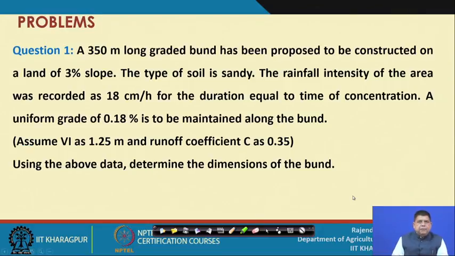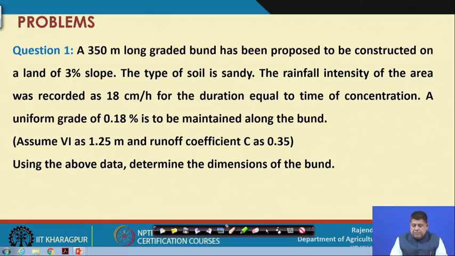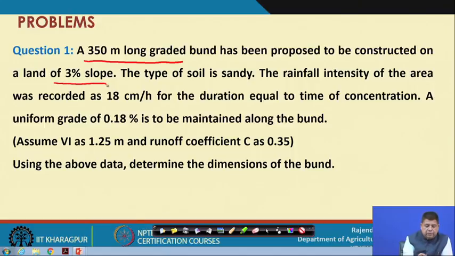Let us start with problem number 1, which reads: a 350 meter long graded bund has been proposed to be constructed on a land of 3% slope. So, the length of the graded bund is given as 350 meters and land slope is given as 3%. The type of soil is sandy. So, the soil we are dealing with is sandy soil.